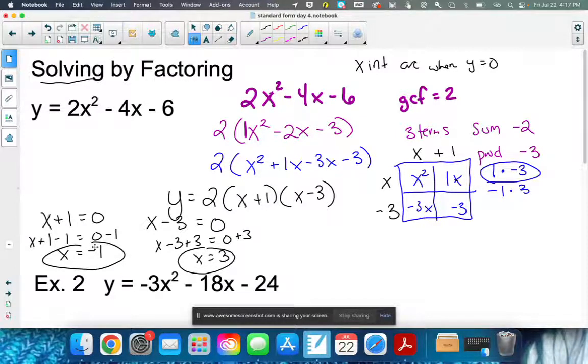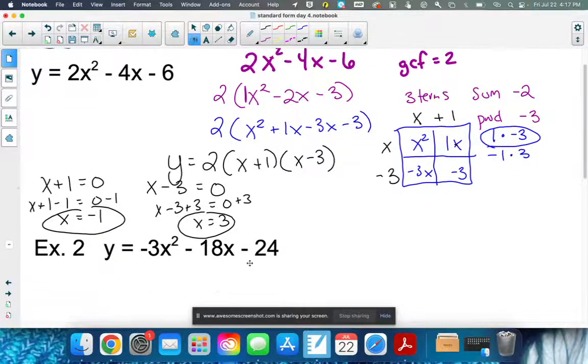And again, if you did not have a graphing calculator where you could put this into Desmos and type it in and get the x-intercepts for you, this is what you're going to have to be able to do. So you're going to be able to factor it and find out where your y equals 0 to find your x-intercepts. All right, let's try another one.